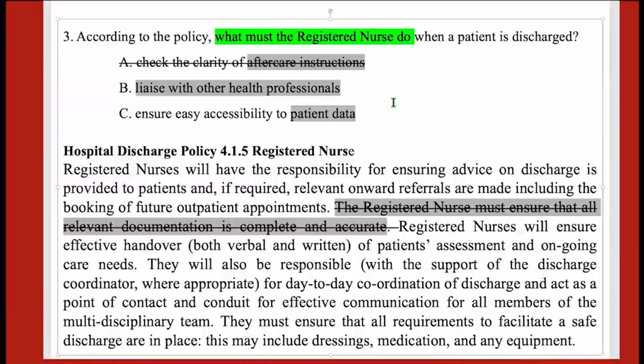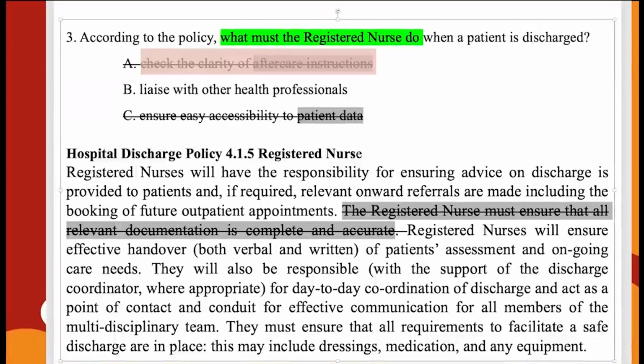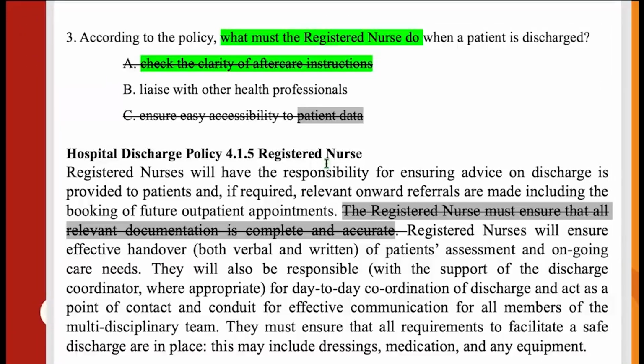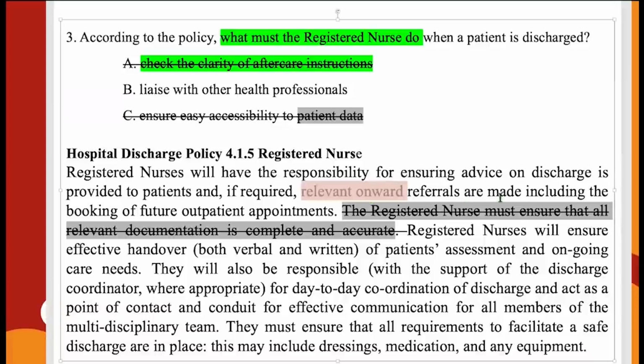Option B. Patient data means the details about the patient history and other things, whatever the diagnosis was, all those details. So liaise with other health professionals is the only one left. Let's check. Is there any possibility? Now you see, relevant. If required, relevant onward referrals are made. What does it mean?